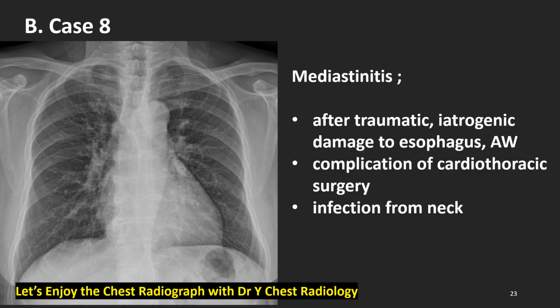Let's review acute mediastinitis. It's a relatively severe disease. Sometimes it can be fatal. It occurs after traumatic iatrogenic damage to the esophagus or airways, or after complication of cardiothoracic surgery. Sometimes it can be from the neck. Descending infection from the neck can cause acute mediastinitis. In this case, this is severe and sometimes can be fatal.